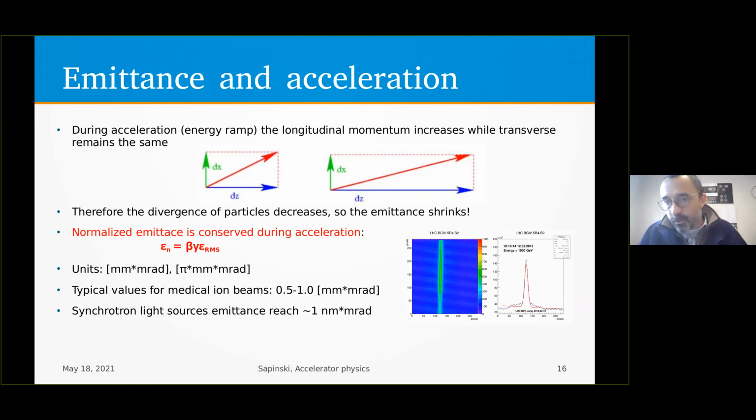So the acceleration, here you see the energy, goes only to 1.38 tera-electron volts. If you multiply this emittance by relativistic beta and gamma, then you get something which is called normalized emittance. And the normalized emittance is conserved during the acceleration. The unit of emittance is millimeter milliradian. Typical values for medical ion beams are somewhere between 0.5 and 1 millimeter milliradian. But the smallest emittances are really small. They can reach several orders of magnitude less, like 1 million times less, 1 nanometer milliradian.